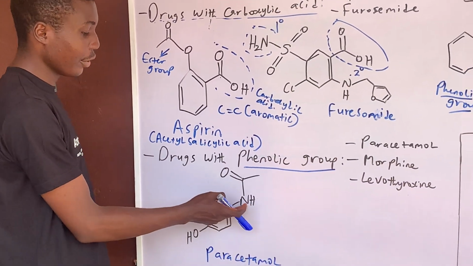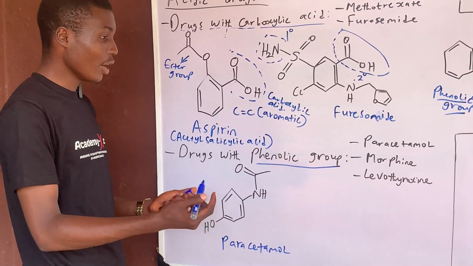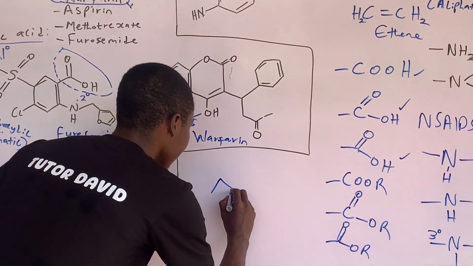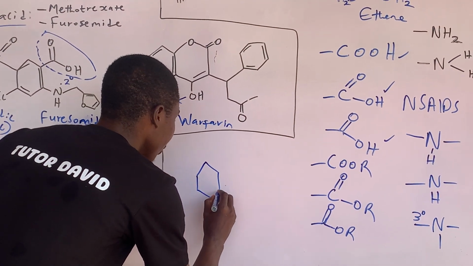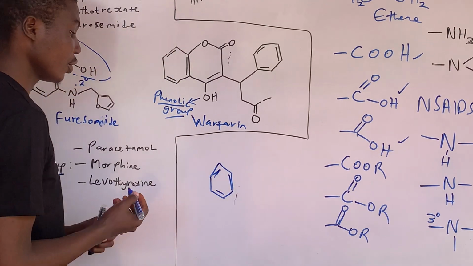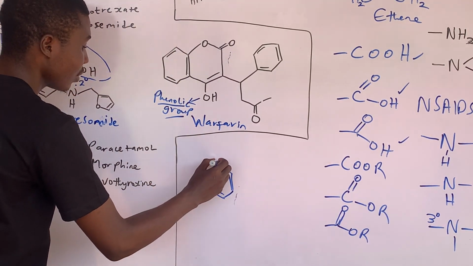Now, in terms of chemistry, let me explain what all of those things are. So this is our ring structure. Then, for example, let's assume that there's a group here.